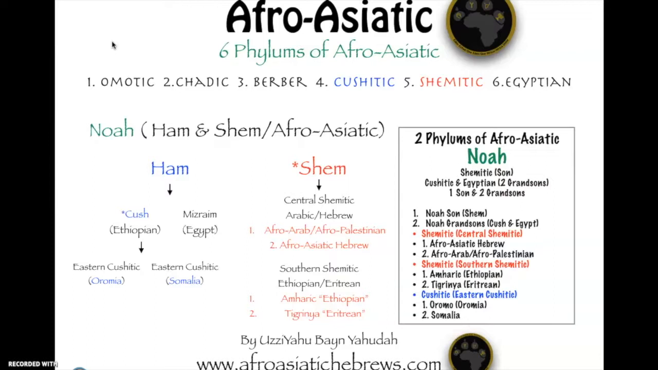So out of the 6 phylums of Afro Asiatic, which is Ometic, Chadic, Berber, Cushitic, Shemitic, and Egyptian, 2 are the phylums of Afro Asiatic, which is Cushitic and Shemitic, right? So Noah's actual son is Shem, and then Noah's 2 grandsons is Cush and Egypt. Okay, so Noah's son Shem, and then you have Noah's grandson Cush and Egypt. So you have the Central Shemitic, that's Afro-Asiatic Hebrew, Afro-Arab, Afro-Palestinian, and then you have the Southern Shemitic. You have the Amharic Ethiopian, and you have the Tigrinian Eritrean, and then you have the Eastern Cushitic. You have the Oromo, Oromia, and Somalia.